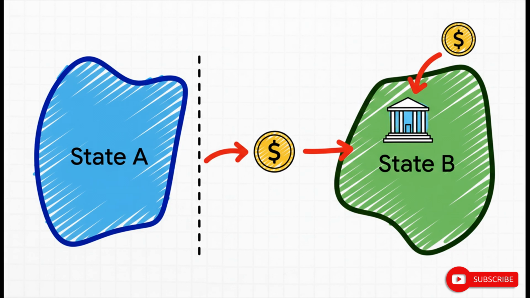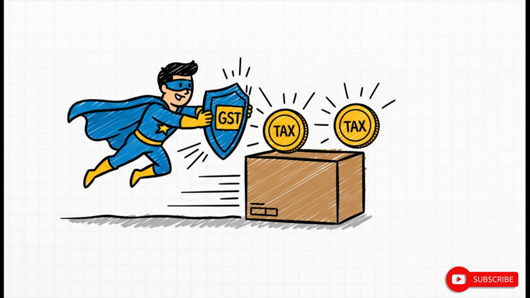Rule number 2. If that sale crosses a state line, it's even simpler. One single tax, IGST, is charged to keep everything clean and straightforward. And finally, the most important one to remember, the superpower of the whole system, ITC. Input tax credit is what makes sure you never, ever pay a tax on top of a tax.